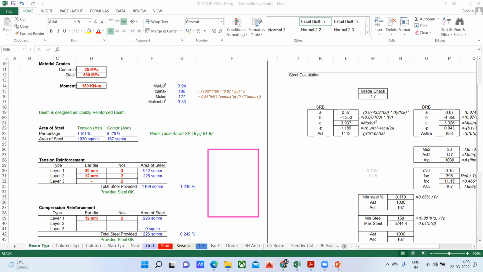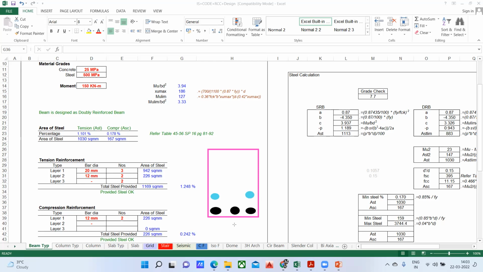See, so this is layer 1. So this is my layer 1. 1, 2, and 3. Got it? So this is my 20 diameter 3 bars. And again, I have to provide 12 diameter 2 bars, but in layer 2. I'll make use of a different color. Okay, in this layer 2, I'll provide one bar here, I'll provide another bar here. You're getting the point? This is how you practically do it.